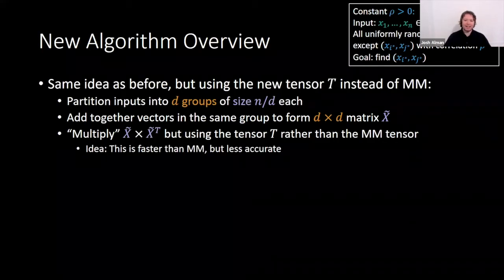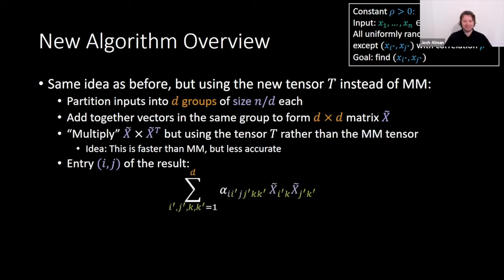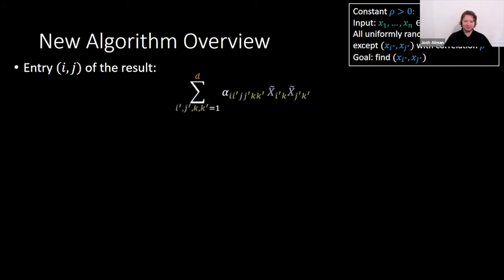And like before, the idea is that this is going to be faster than matrix mult, so it should give us a faster algorithm, but it's less accurate than matrix mult if we didn't pick the matrix mult tensor. So entry ij of the result now is going to be this. Let me just repeat it on the next slide. So here's what we're outputting in entry ij of the result now. It's in terms of the coefficients of our tensor. Let me quickly show you.